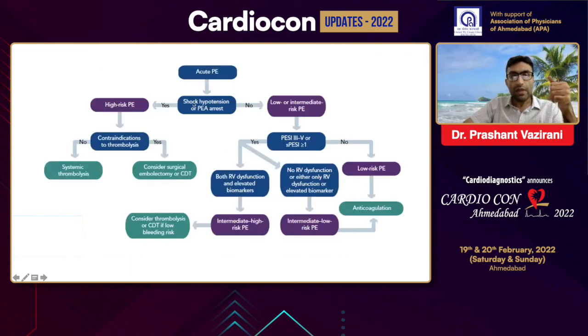So acute PE, patient with shock, hypotension, or arrest, it is high risk PE, and if there are no contraindications, please lyse your patient. If there are contraindications, then you have to consider surgical embolectomy or catheter-directed thrombolysis. If it is low or intermediate risk PE, as I mentioned, you have to check these three things, and if all three things are present, it is intermediate high risk PE, then you should consider lysis, or CDT if the patient is at low bleeding risk. And if either two or one are positive, then it is low risk or intermediate low risk, and the patient is a candidate for anticoagulation.